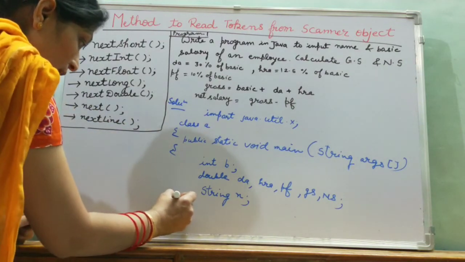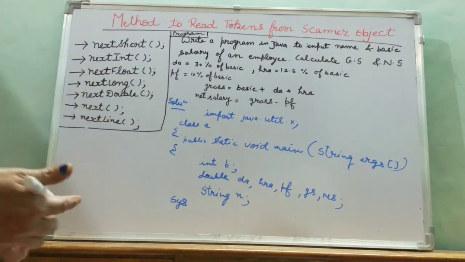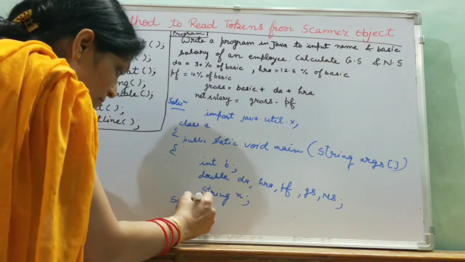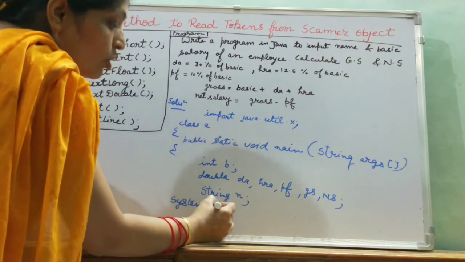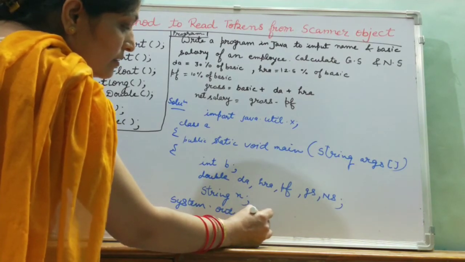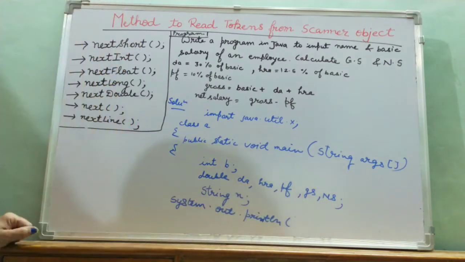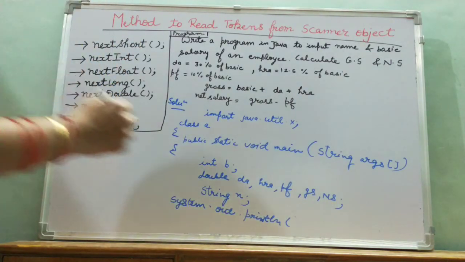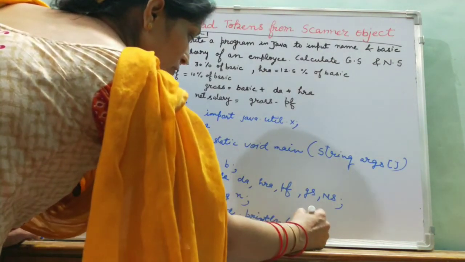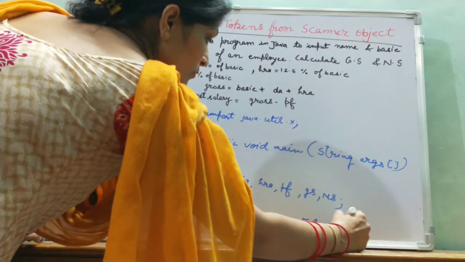So how can we show the message? With the help of an output statement, System.out.println. Enter the name of the employee.